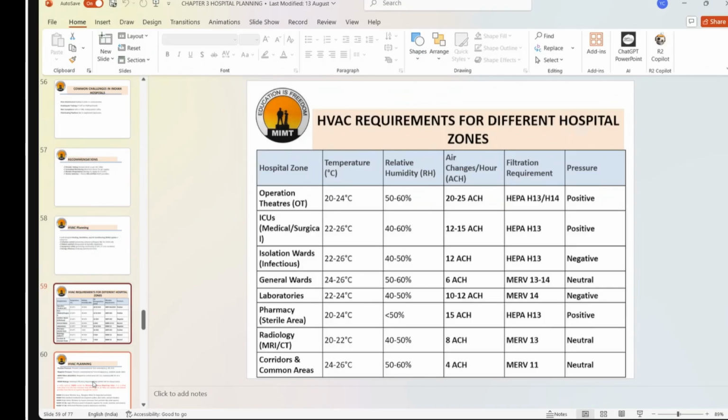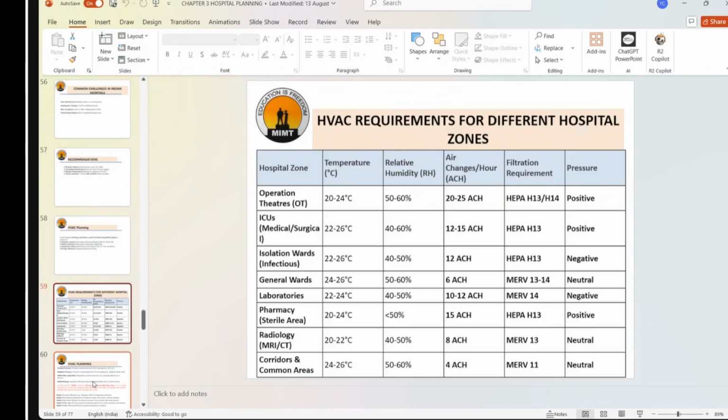Now we talk about the isolation ward. The temperature is 20 to 26 degrees, the humidity is 40 to 50%, with 12 air changes. HEPA is again H13, and the pressure is negative. Why is the pressure negative? Because in the isolation ward, there are patients who are contagious and infectious in nature. Whatever they are breathing out, if that infection gets mixed into the external air, the whole hospital or the nearby adjacent rooms or buildings may get infected. That's why negative pressure is required.